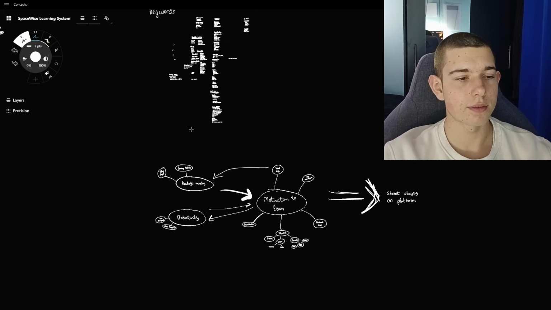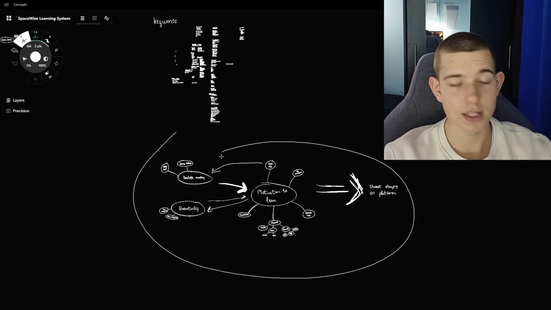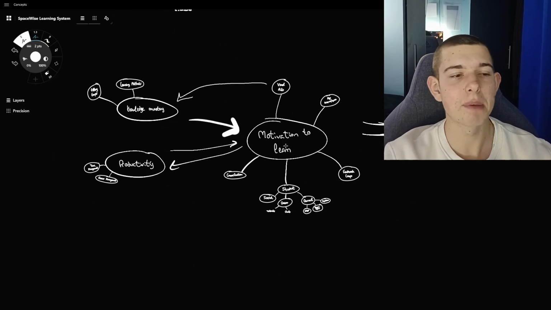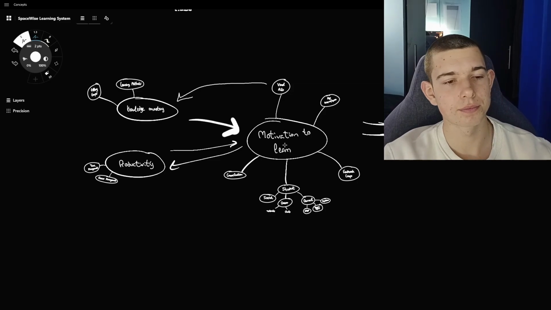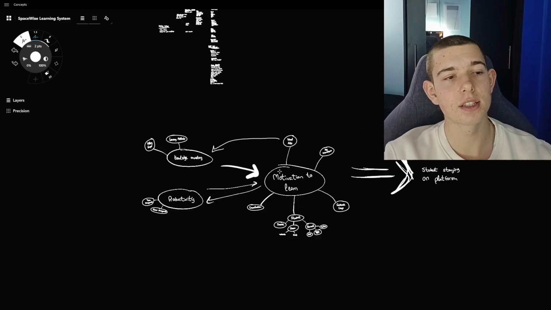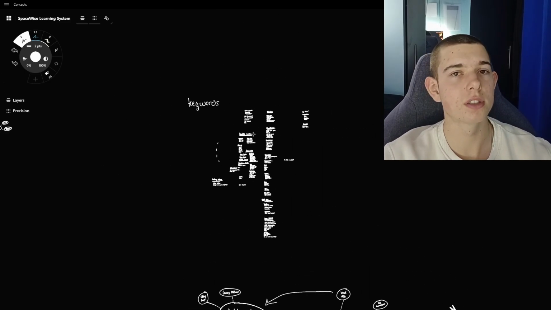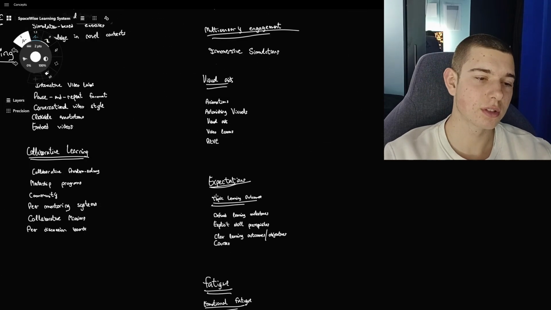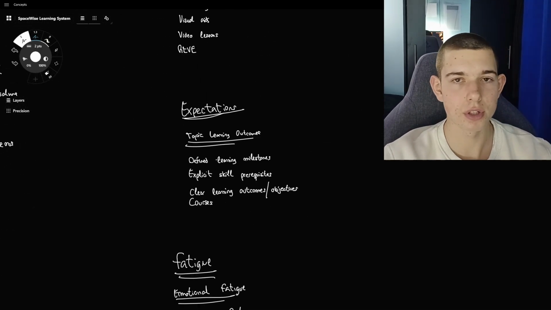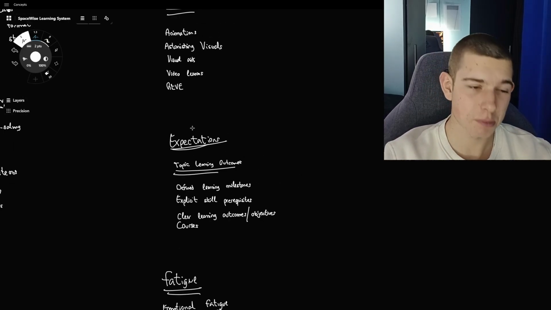Then we have here a mind map that is not finished, but it's allowing me to get a big picture understanding of these keywords, of the important words that are going to be influencing the learning system. And every single one of these keywords is important. So we defined the learning milestones. This is important for expectations.